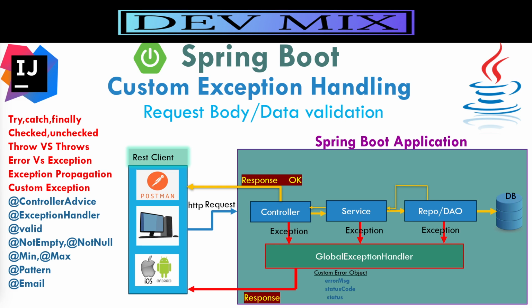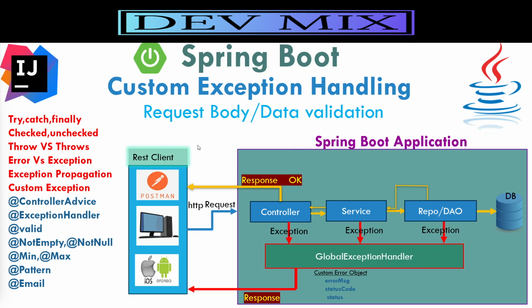In today's tutorial, we are going to discuss a Spring Boot application with custom exception handling, and also we are going to cover the data validations by using Hibernate Validator API, and we are going to understand all the annotations, and we will cover an example of those annotations. So let's get started.